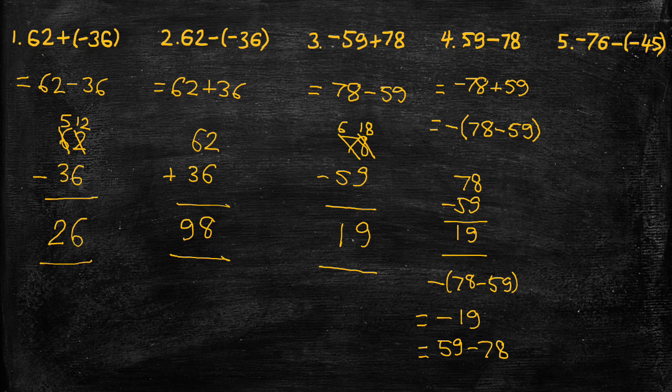And then finally, the fifth problem here. There's a lot of minus signs there. So let's write down what that means. So we have minus 76, and then we're subtracting negative 45. So we'll get the same answer if we add positive 45.